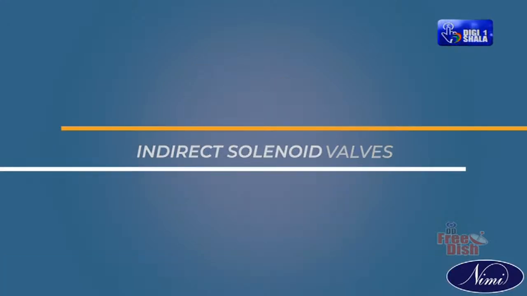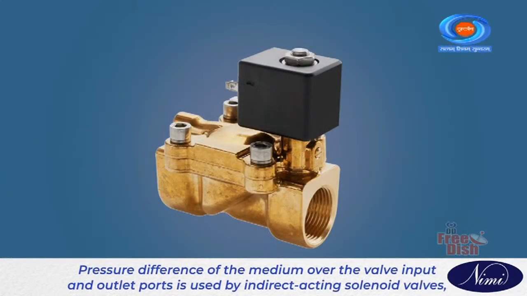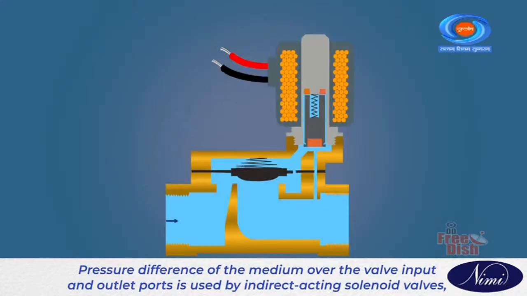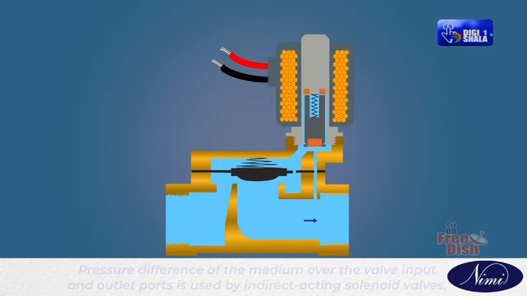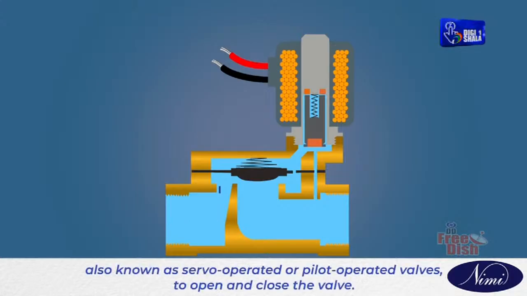Indirect solenoid valves. The pressure difference of the medium over the valve's input and outlet ports is used by indirect acting solenoid valves, also known as servo-operated or pilot-operated valves, to open and close the valve.